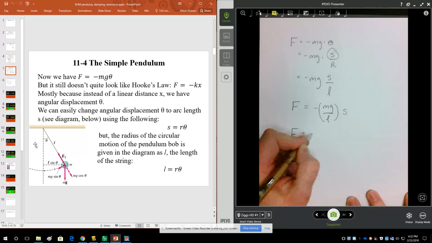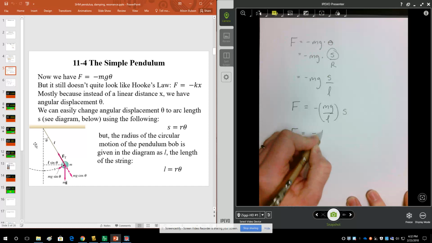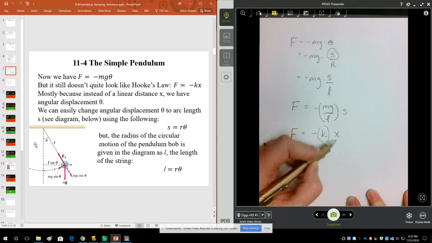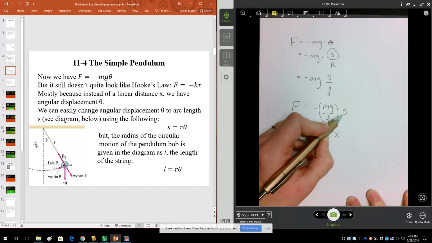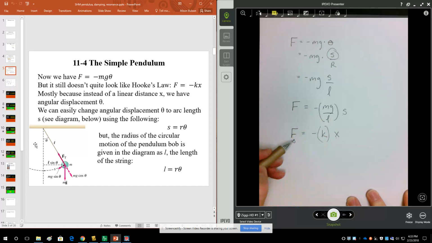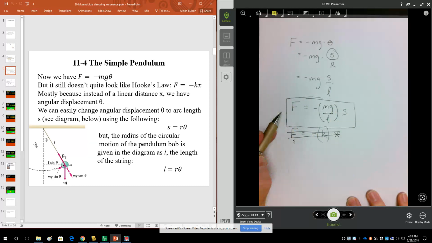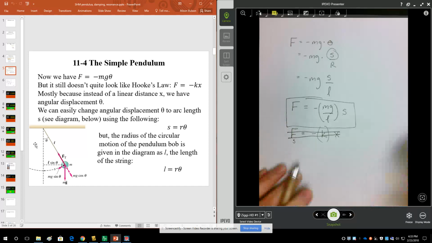And now we have the restoring force on the pendulum in the same form as Hooke's law, right? Instead of a k, we have mg over L. Instead of x, we have where you are in your circular arc path. But they're now the same form. So as long as we only consider pendula swinging with less than 10 or 15 degrees maximum displacement, we can use this force to describe the oscillation, and this is now simple harmonic motion.